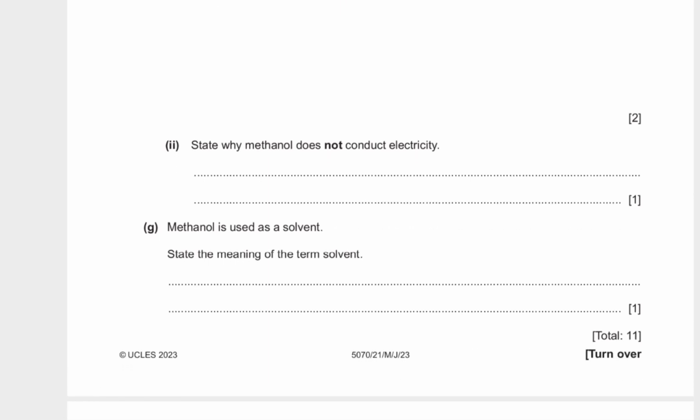Methanol is used as a solvent. State the meaning of the term solvent. A solvent is a type of substance which has an ability to dissolve other substances in it. And so that's why methanol is acting as a solvent, or you can simply state that a solvent is a material which has an ability to dissolve solute in it. So there we have the only two questions from paper 2 variant 1.